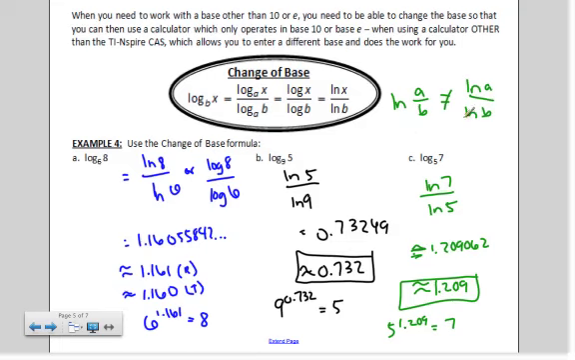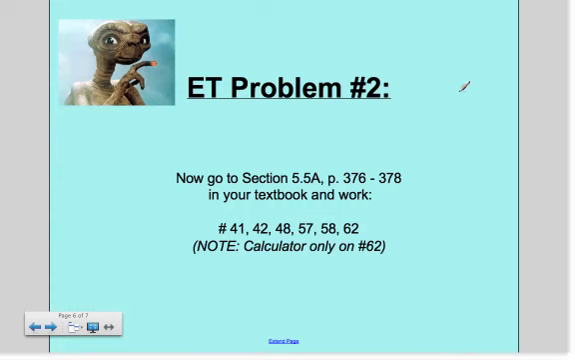Because what would natural log of A over natural log of B do? It's going to change a base for you. So you want to be super, super careful. Log base B of A is natural log of A over natural log of B. These are equivalent, these are not. So make sure you don't make that mistake.